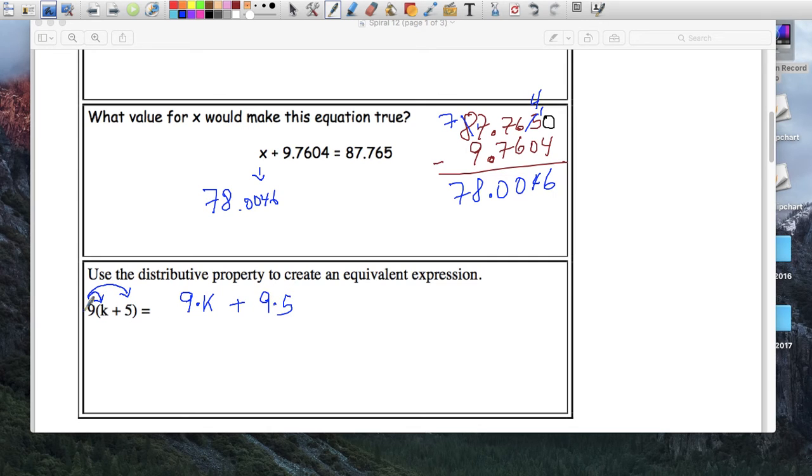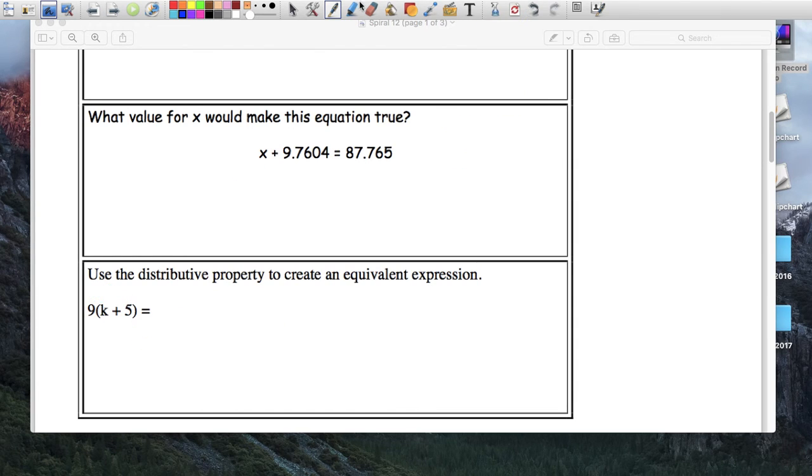Okay, so the outside number multiplies everyone inside. So 9 times k is just 9k. Plus, 9 times 5 is 45. So this expression right here is equivalent to that expression. Both of them mean the same thing. Okay. Clear.